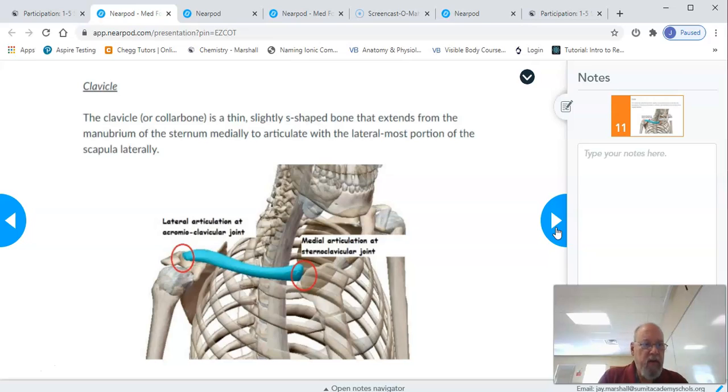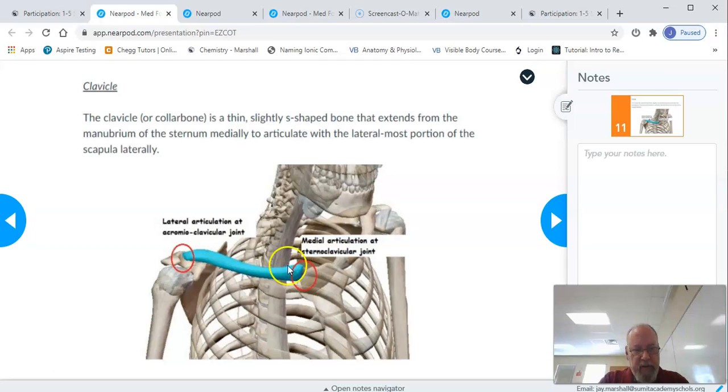So the clavicle, or collarbone, is a thin, slightly S-shaped bone that extends from the manubrium of the sternum. Here's the sternum, and we call this superior portion of the sternum the manubrium. This is the medial attachment, and it moves laterally to articulate with the lateralmost portion of the scapula, and this is the acromion process. So the lateral articulation is at the acromioclavicular joint. The medial articulation is at the sternoclavicular joint.